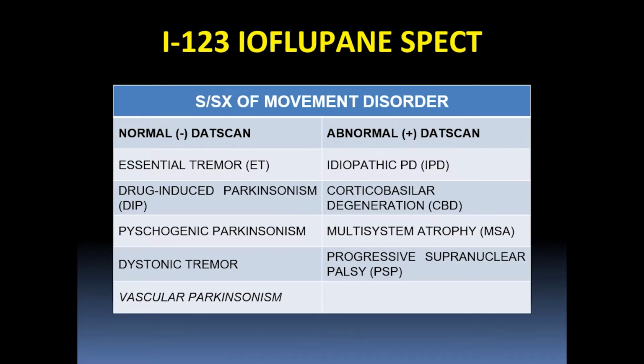Vascular Parkinsonism is listed in italics just because it can be a very heterogeneous disorder, has been described various ways in the literature, leading to some confusion about the topic. But for the most part, many experts agree that vascular Parkinsonism will present with a normal DaTscan.